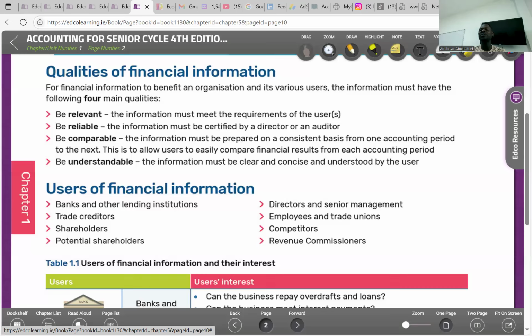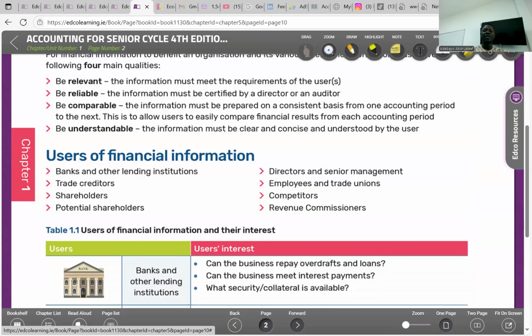And the last one, it must be understandable. The information must be clear and concise and understood by the users. Whatever information the business is passing across to the users of financial information, it must be understood, it must be clear and concise to make it understandable for the users.